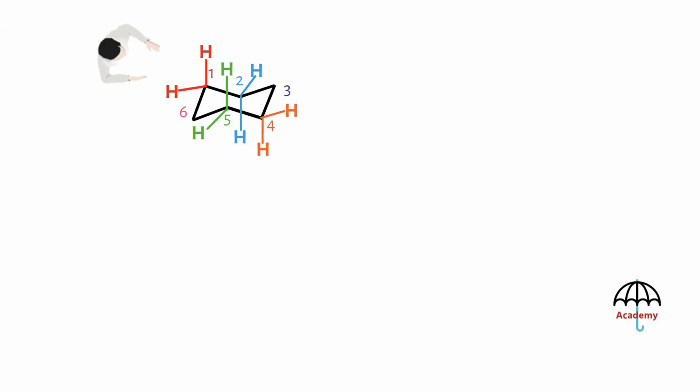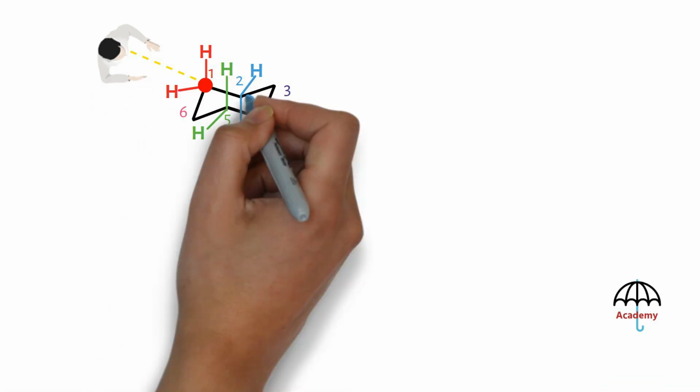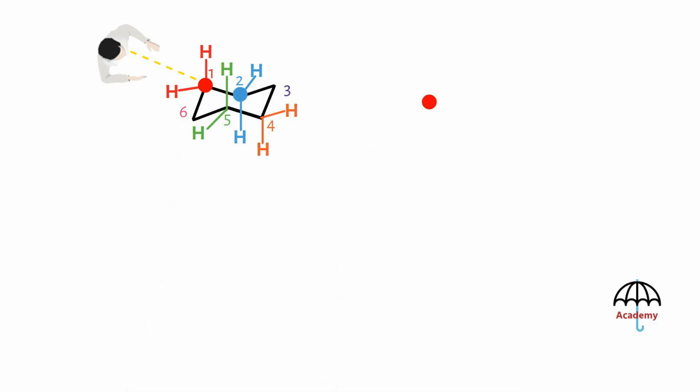Let us now convert it into Newman projection. Look through the bond between carbon 1 and 2. Mark C1 by red dot and C2 by blue color dot. Front carbon C1 is drawn as red dot. Back carbon as blue circle.